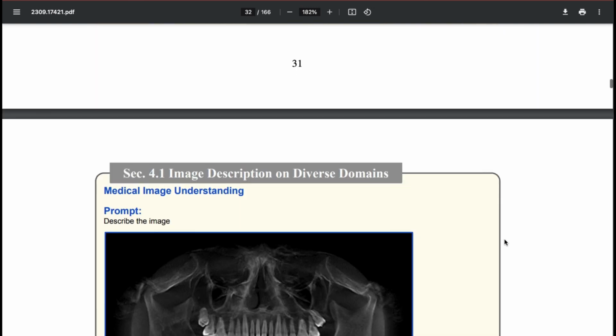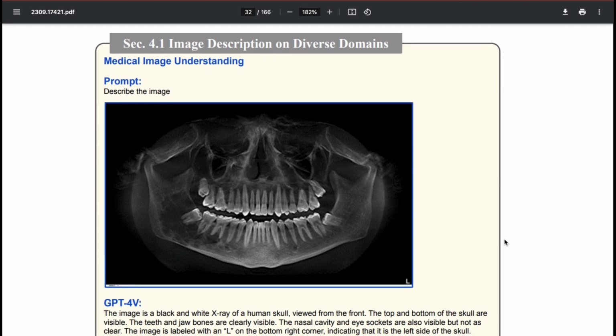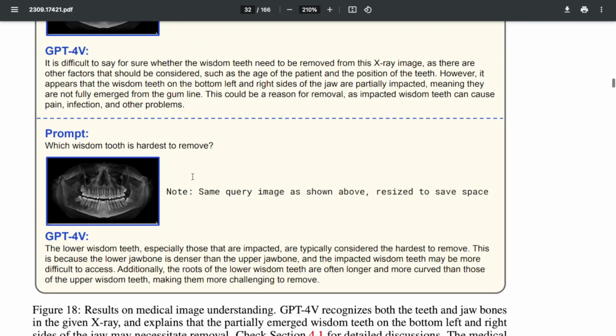So we have landmark, we have food, we have medical imagery. Are there wisdom teeth that need to be removed in this X-ray image? It appears that the wisdom teeth on the bottom left and right sides of the jaw are partially impacted, meaning they are not fully emerged from the gum line. I'm not a dentist, but I'm guessing this should be correct. Which wisdom tooth is the hardest to remove? The lower wisdom teeth, especially those that are impacted, are typically considered the hardest to remove.